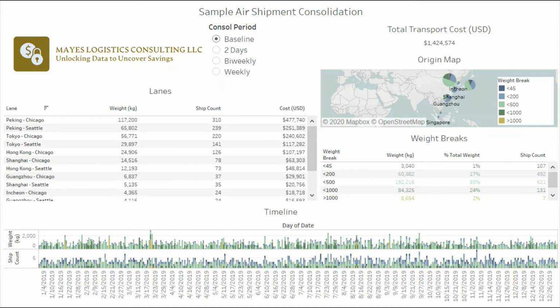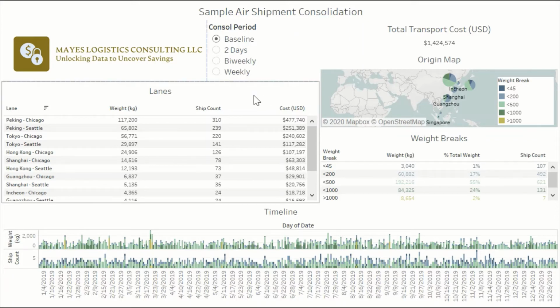Transportation, in particular, can be low-hanging fruit because it's easy to change your consolidation periods and uncover savings relatively quickly, while other types of decisions can take months to implement. So let's dive into the dashboard and show you what I've done.